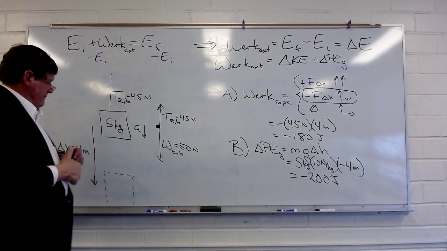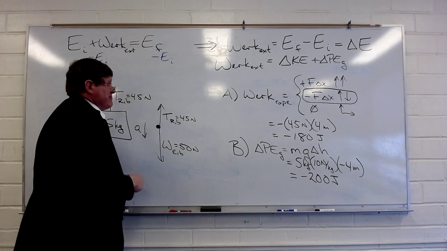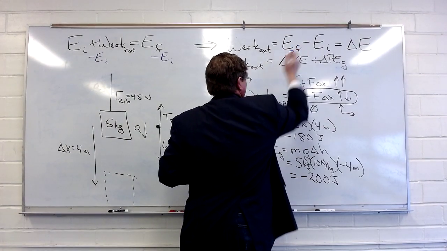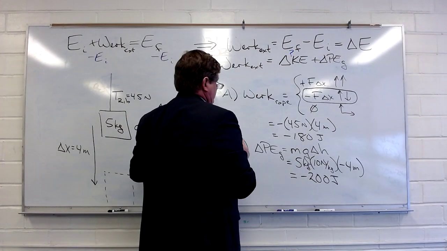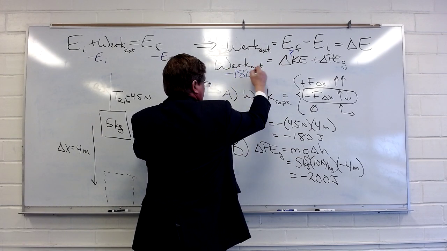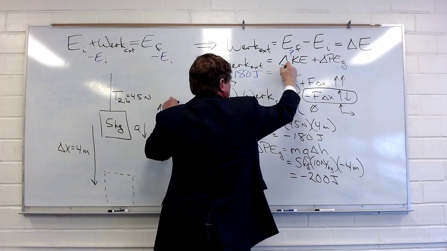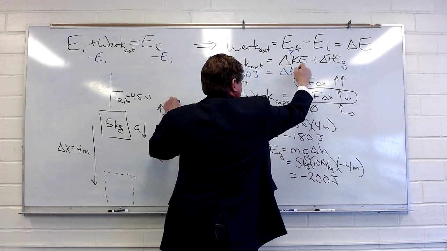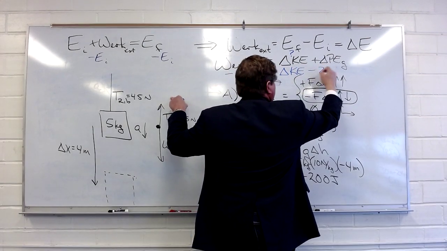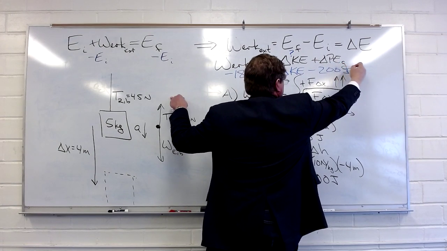Well, that's convenient because I'm looking for this, and I know the other two. We said that the Work was negative 180 joules, and I said that the change in gravitational energy was minus 200 joules.